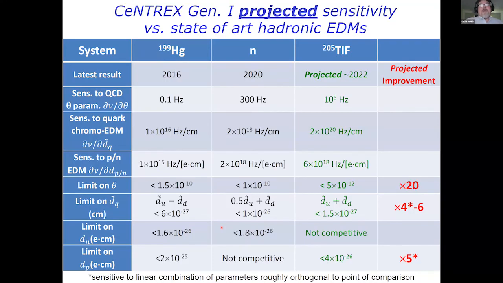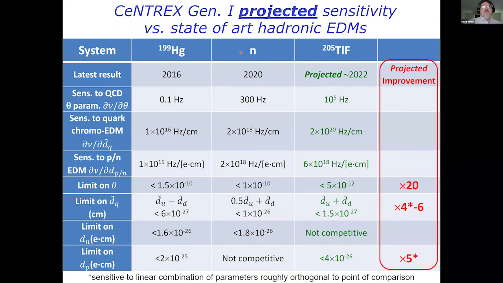So the bottom line with CeNTREX is we're projecting an improvement of factors of 5 to 10 or 20 in parameters like the theta parameter, which encodes the strength of CP violation in the strong interaction, or on the proton electric dipole moment. So this would put us certainly competitive with, or even better than, the best existing experiments measuring the EDM of the mercury atom or of the free neutron.